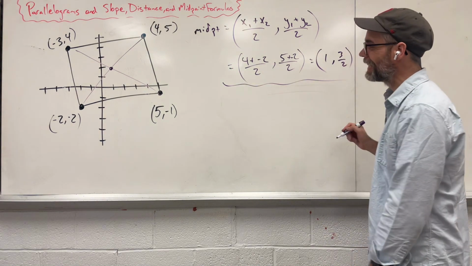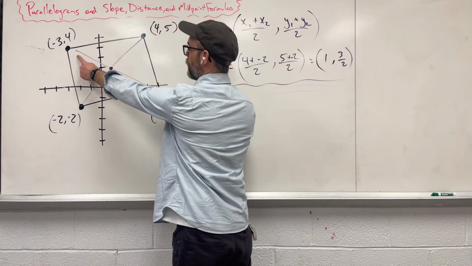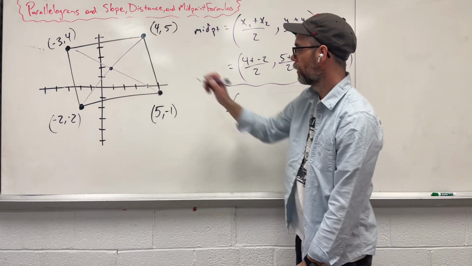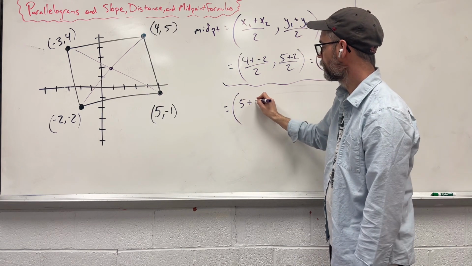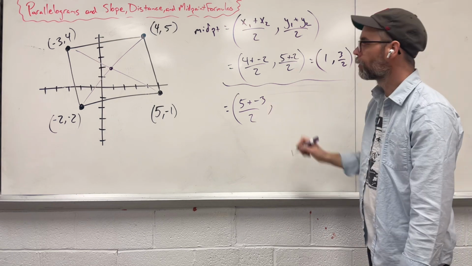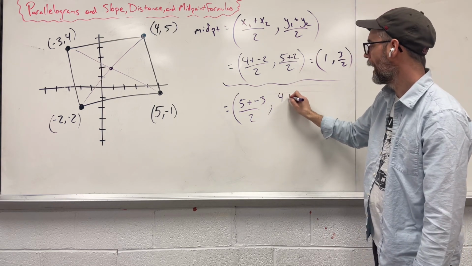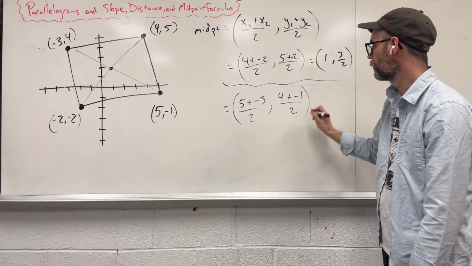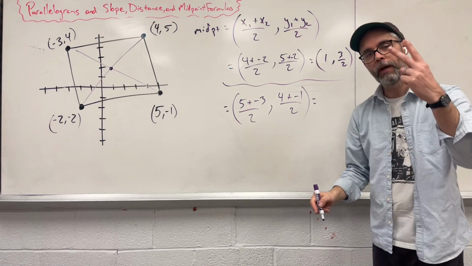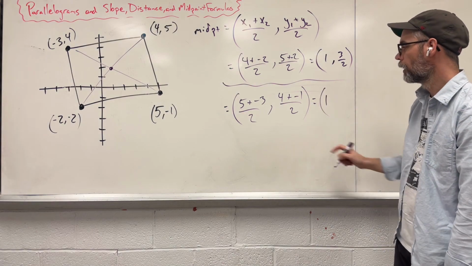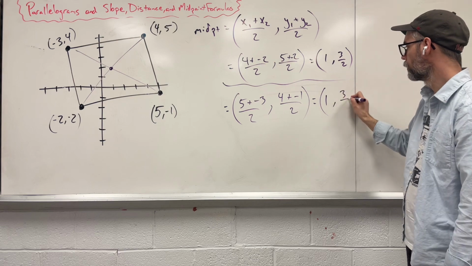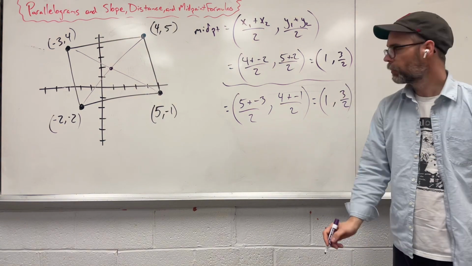Let's do this again for this diagonal. We're going to take both our x's, which are 5 and negative 3, find the average, divided by 2, and then we're going to take our y's, 4 and negative 1, divide that by 2, leaving us with 5 minus 3 is 2, 2 divided by 2 is 1, 4 minus 1 is 3, 3 divided by 2, that same fraction that we didn't care about.